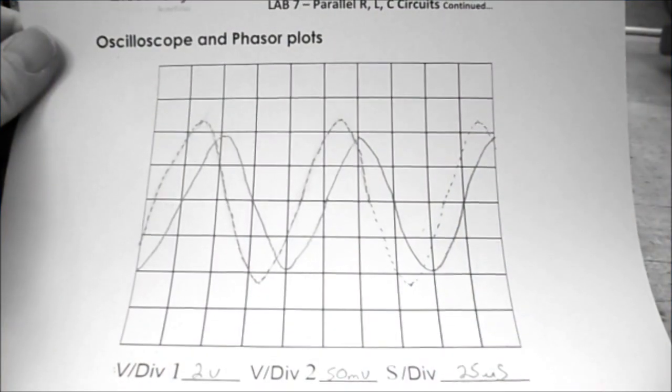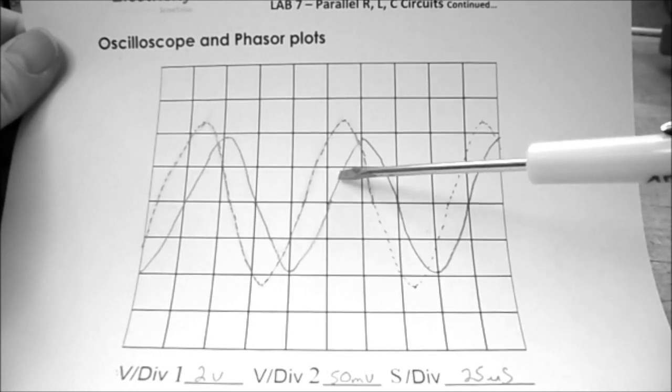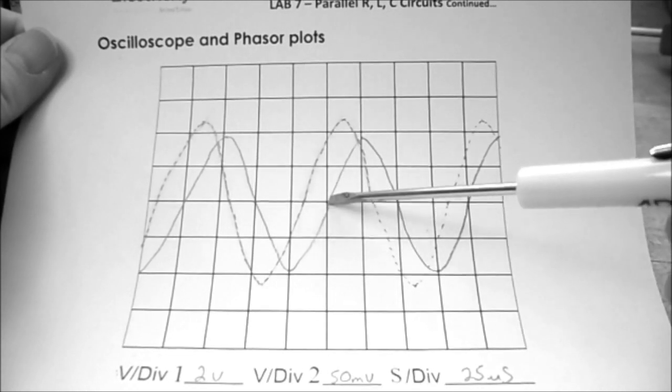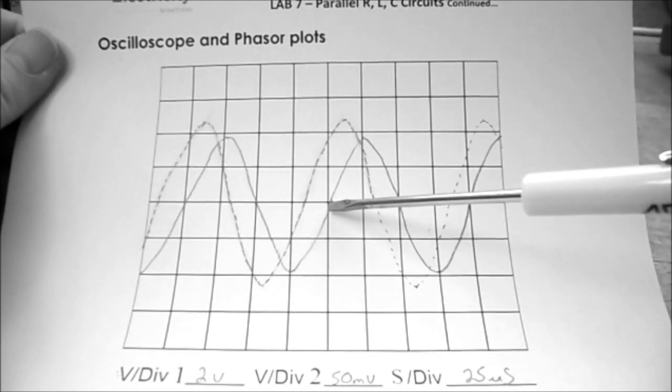So on plot 7.2, you can see that my input current goes through the zero crossing line and my applied voltage actually leads the total current.